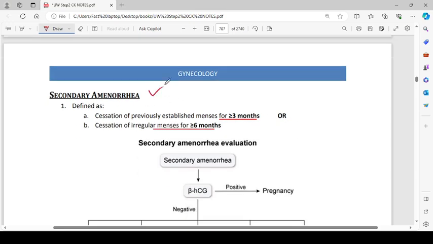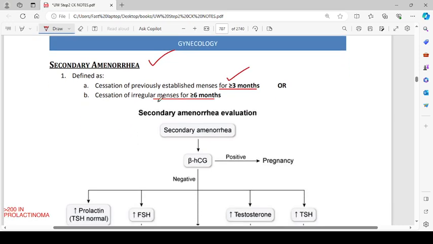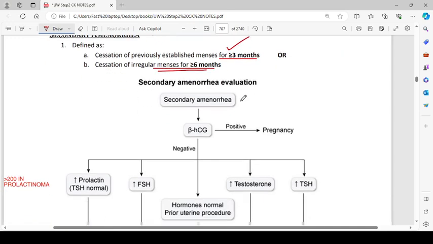Secondary amenorrhea means that the woman previously had a normal menstrual cycle, and now, due to some reason, she started to have amenorrhea. So, secondary amenorrhea is defined as cessation of previously established menses for more than 3 months, and cessation of irregular menses for more than 6 months.